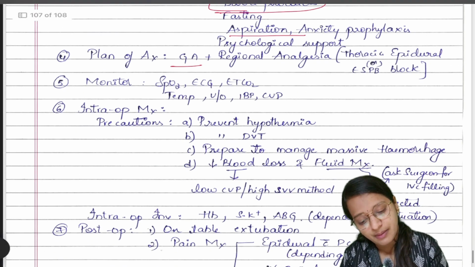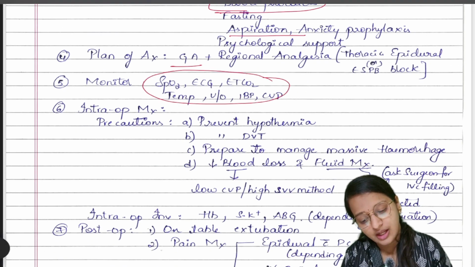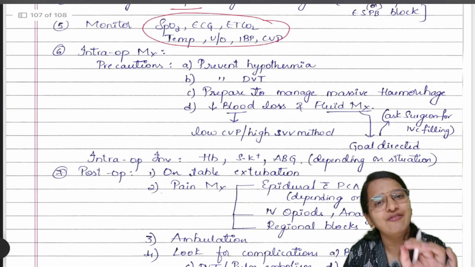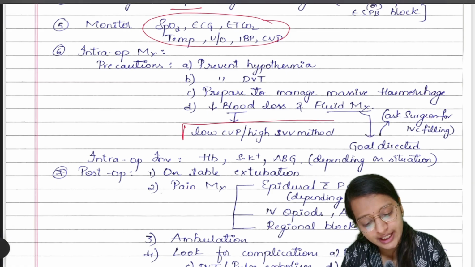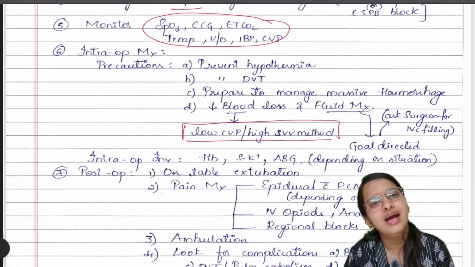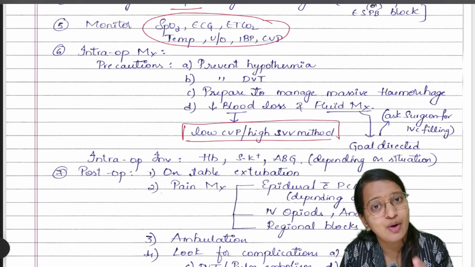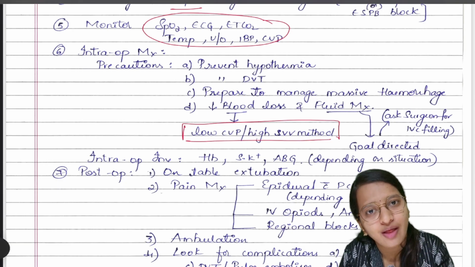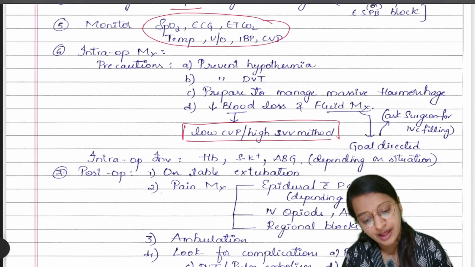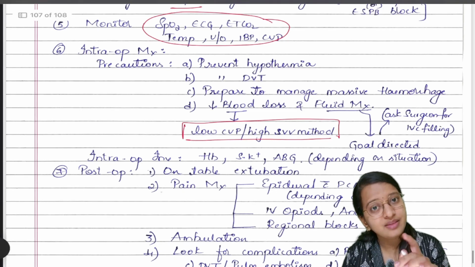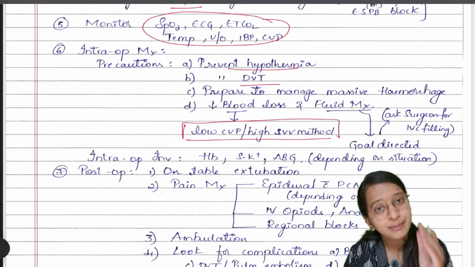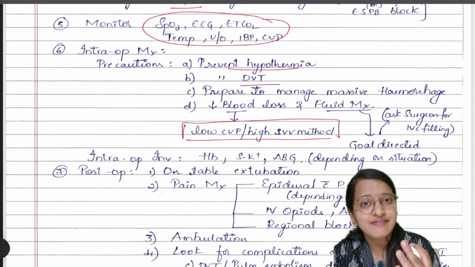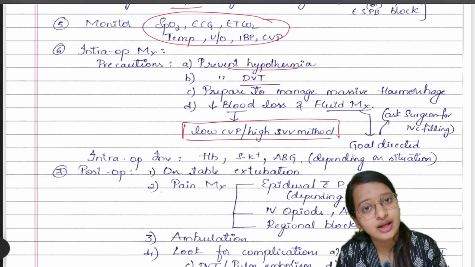So the monitoring part, as usual, the main thing is we have to decrease blood loss. So we'll be maintaining low CVP. And the fluid management will be goal directed, or we can ask the surgeon about the IVC status, and depending on that, we can give the fluid. And we have to prevent hypothermia intraoperatively. We have to prevent DVT. We have to prepare ourselves for massive hemorrhage even in donor hepatectomy.